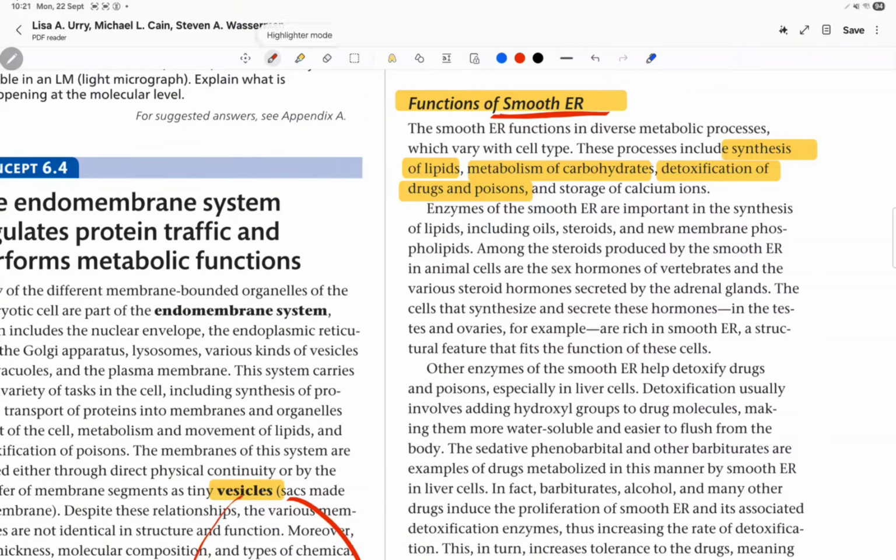And this smooth ER will also be making for us steroid hormones along with phospholipids that will go and become part of the cell membrane.